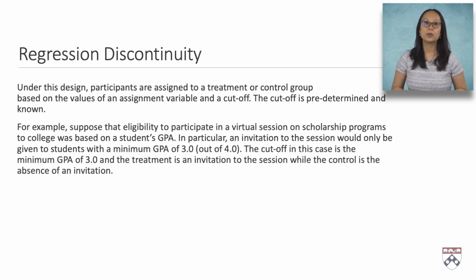So for example, suppose that the eligibility to participate in a virtual session on scholarship programs to college was based on a student's GPA. And in particular, an invitation to the session would only be given to students with a minimum GPA of 3.0 out of 4.0. So the cutoff in this case is the minimum GPA of 3.0, and the treatment is an invitation to the session, while the control is the absence of an invitation.